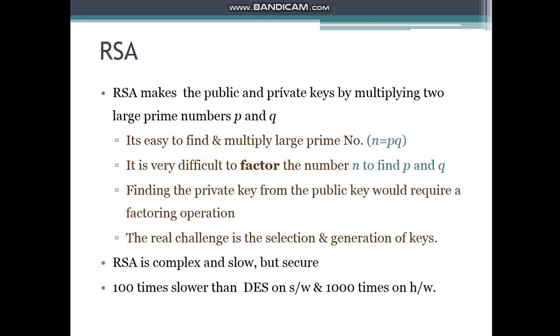RSA makes the public and private keys by multiplying two large prime numbers, P and Q. It is easy to find and multiply large prime numbers, that is n equal to P into Q, but it is very difficult to factor the number n to find P and Q. And this is the beauty of the RSA algorithm. Finding the private key from the public key would require a factoring operation.